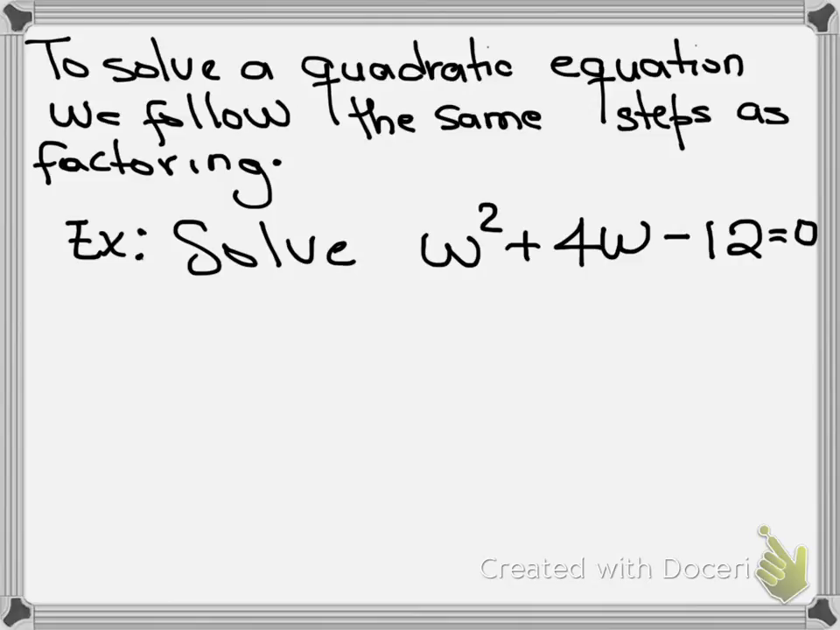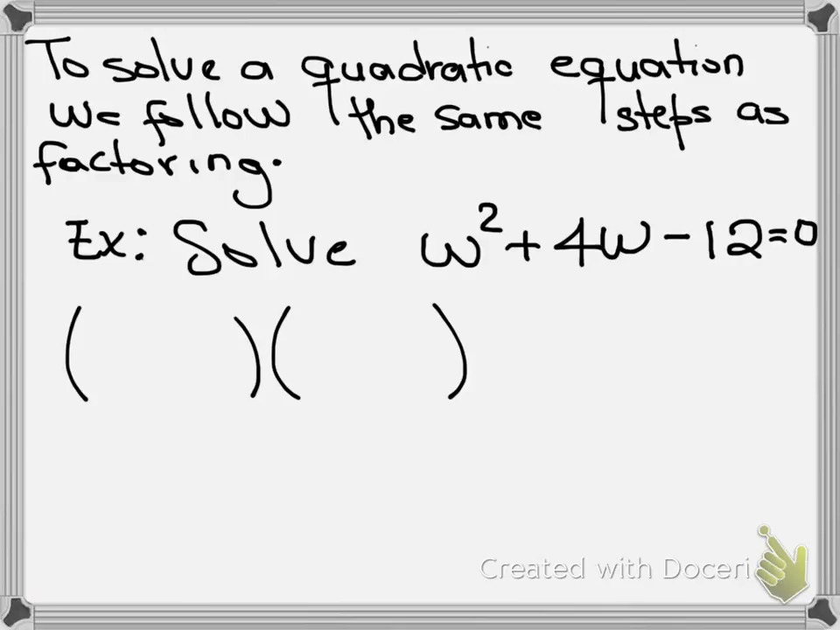The equation w squared plus 4w minus 12 equals 0. Usually we would just have an expression without the equal sign or the 0. Right now we're looking at the equation. So ladies and gentlemen, let's pretend the 0 was not there, and we want to factor the left hand side of the equation, w squared plus 4w minus 12. In this case, we would end up with the following.